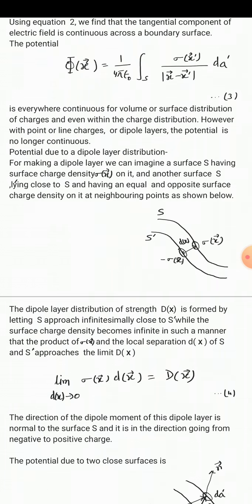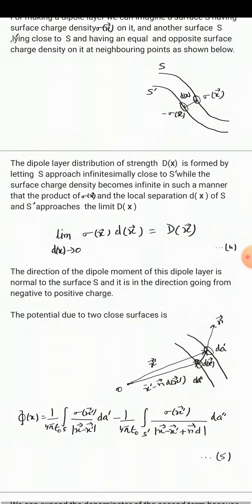And the direction of the dipole moment of this dipole layer is normal to the surface S, and it is in the direction going from negative to positive charge.